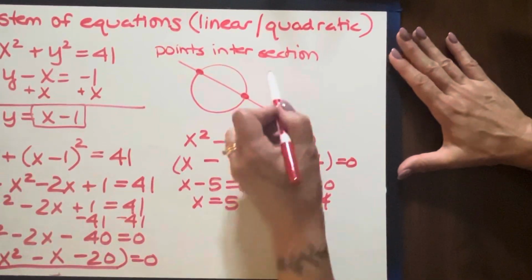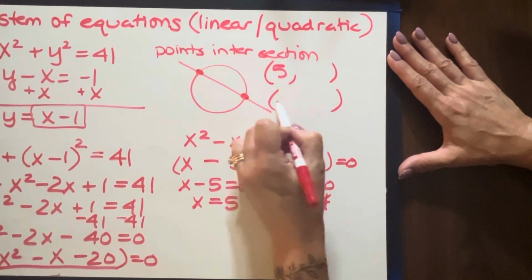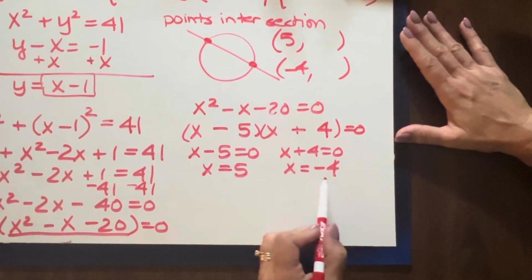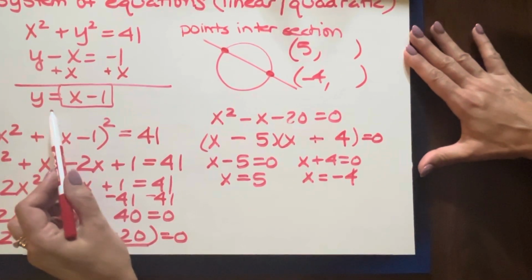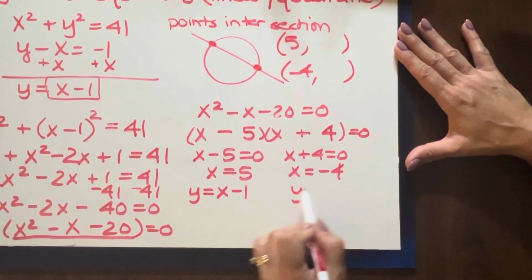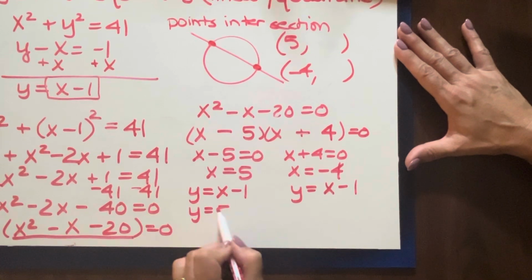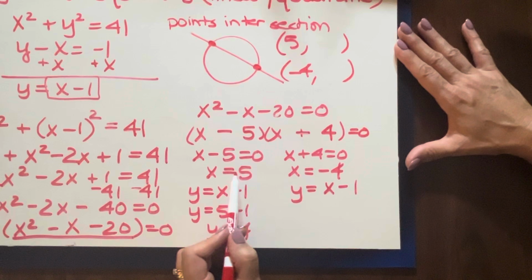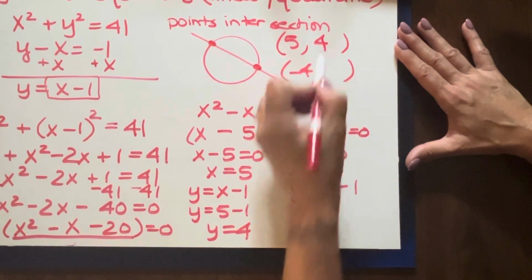So let's go ahead and we'll set up our points. So we have one that's a 5, and one that's a -4. So once we have the x's, let's go back to this really easy equation over here where we have y equals x minus 1. We'll do it for both kind of together here. So I'm going to have 5 minus 1. So y is going to be 4. When the x is 5, the y is 4. So let's put that up here.